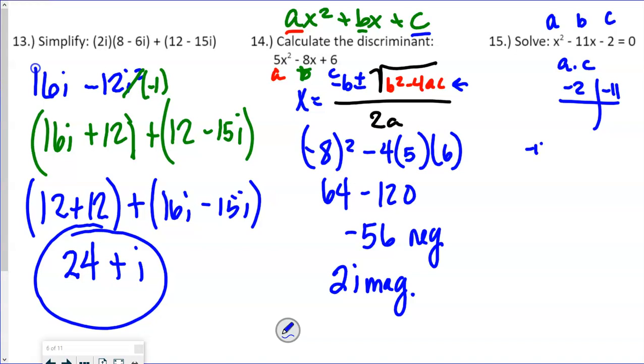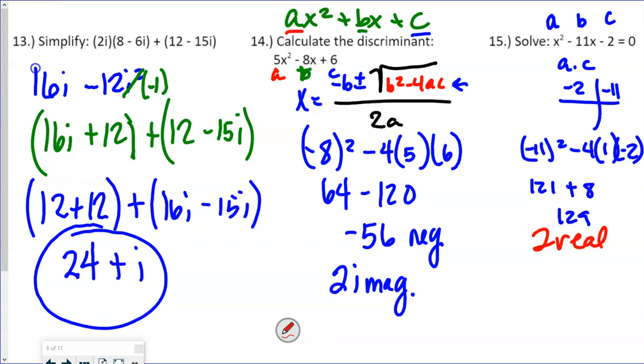So we're going to do negative 11 squared minus 4 times our a, which is 1, and our c, which is negative 2, okay? So this is 121 minus, no, it's plus, right? Because negative 4 times negative 2 is positive, so that's plus 8. So this is going to be 129. So that is a positive number. So that means we're going to have what kind of solutions? Yes, 2 real solutions, y'all.